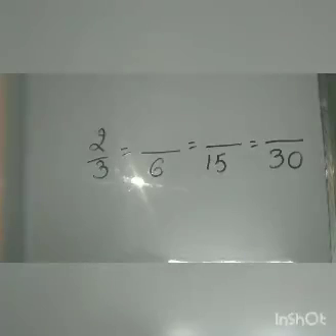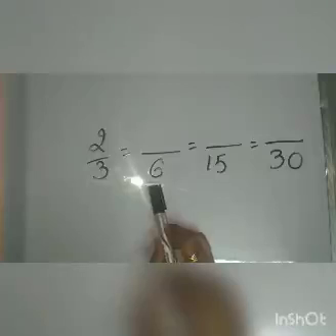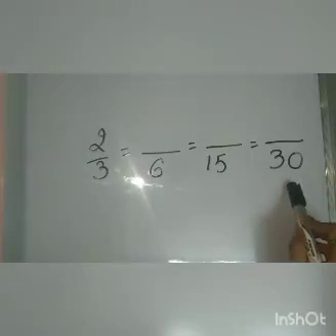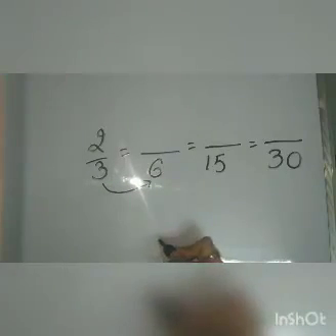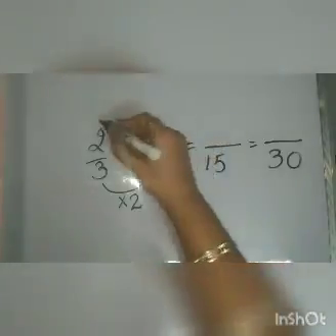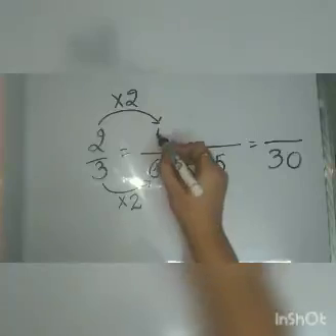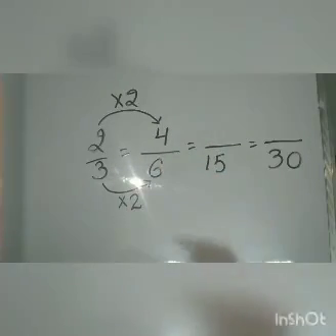Write 3 equivalent fractions of 2 upon 3 which have denominator 6, denominator 15 and denominator 30. 3 is multiplied by which number to get the denominator 6? 3 twos are 6. So at the numerator we will multiply 2 by 2. We will get 4 upon 6, an equivalent fraction of 2 upon 3.